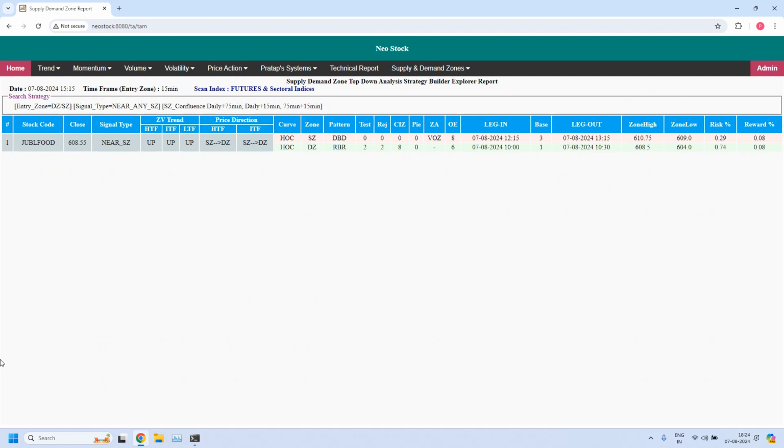So one stock. So this supply zone, Jubilant Food supply zone is having confluence with daily and 75 minutes time frames. The 15-minute zone is having confluence with 75 and also daily. Of course, ITF and HTF confluence should be there. All the three zones are having confluence with each other. But the only problem here is the RR is not good.